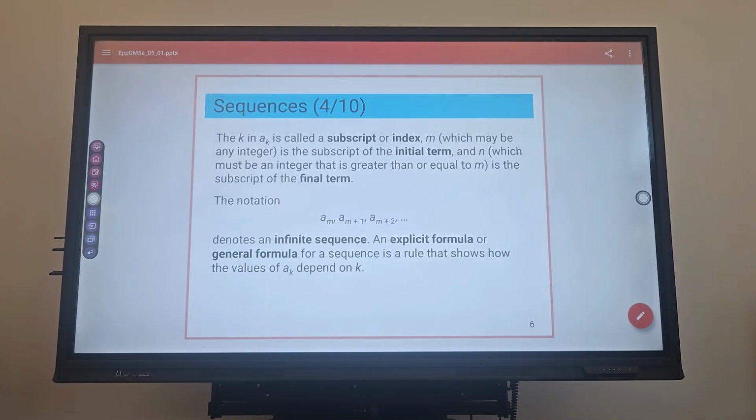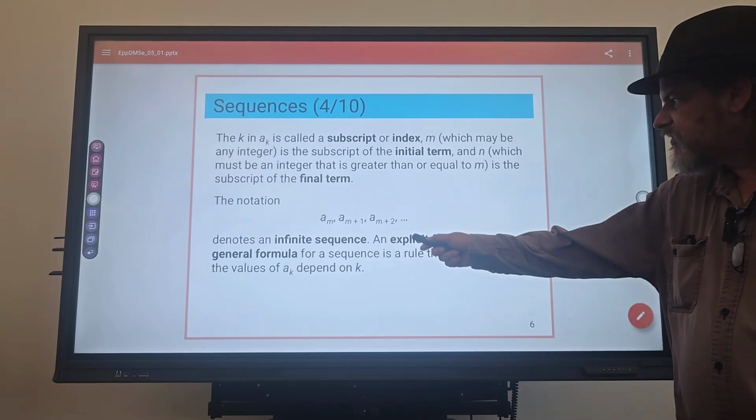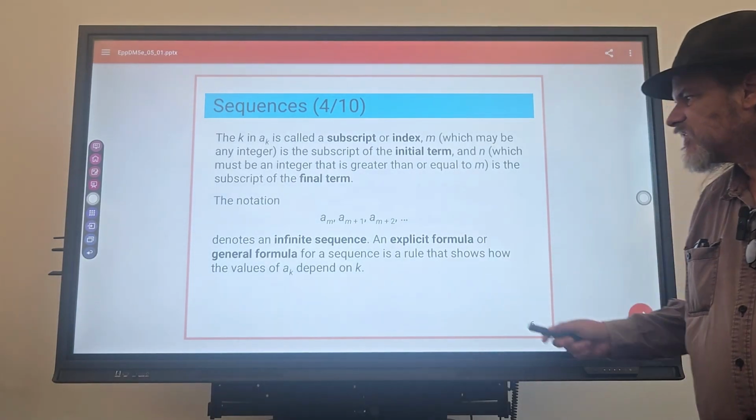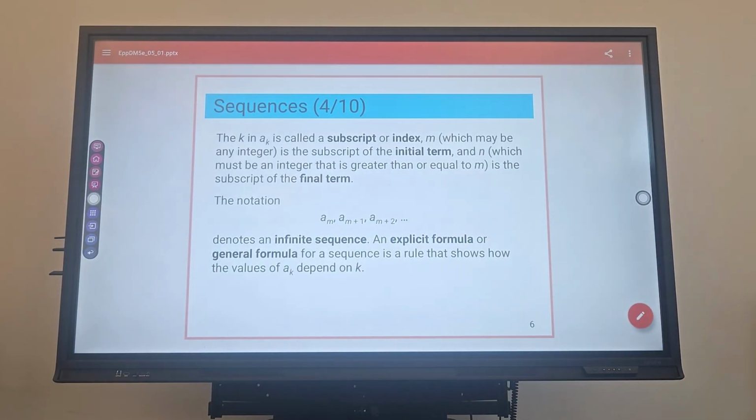The k in a sub k is called a subscript or index. m, which may be any integer, is the subscript of the initial term. And n, which must be an integer greater than or equal to m, is the subscript of the final term. This notation here with the ellipsis at the end denotes an infinite sequence. An explicit formula or general formula for a sequence is a rule that shows how the values of a sub k depend on k.